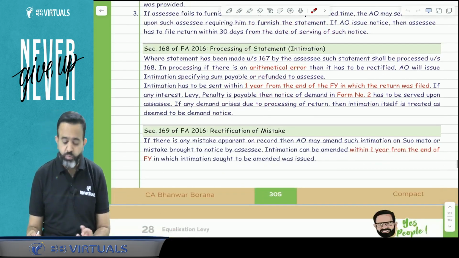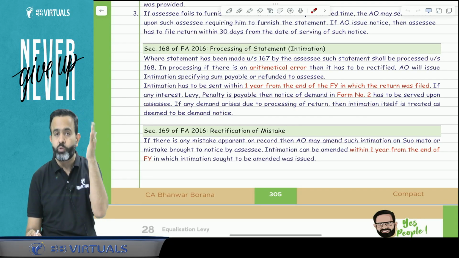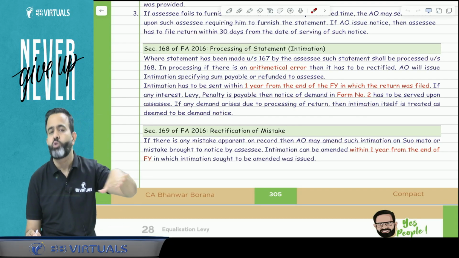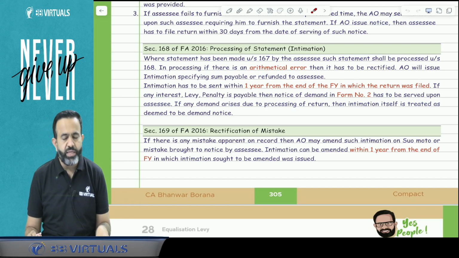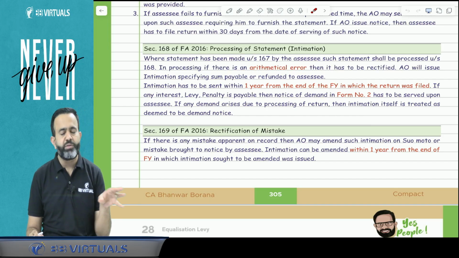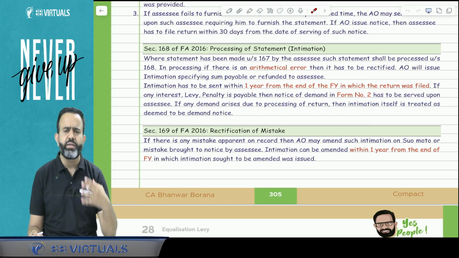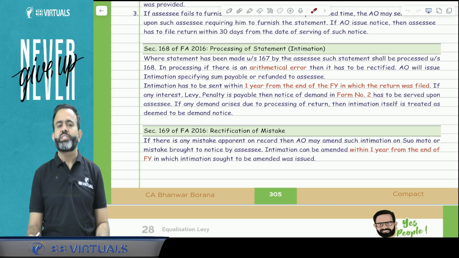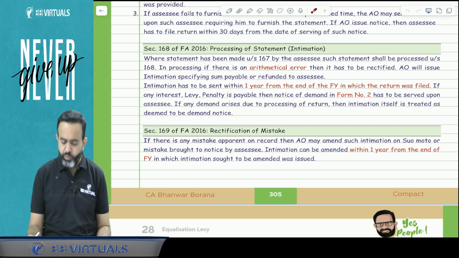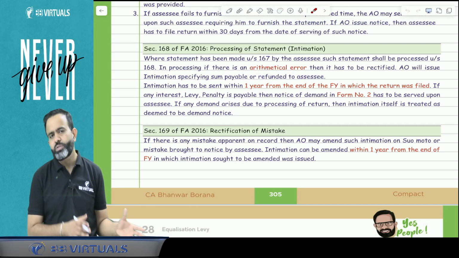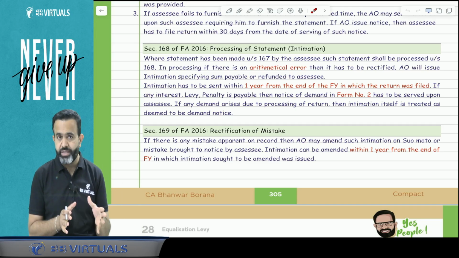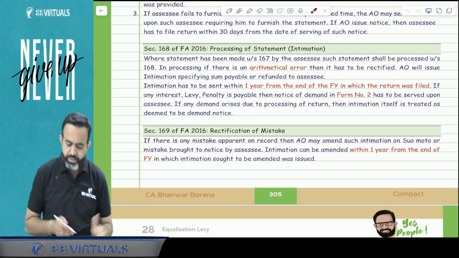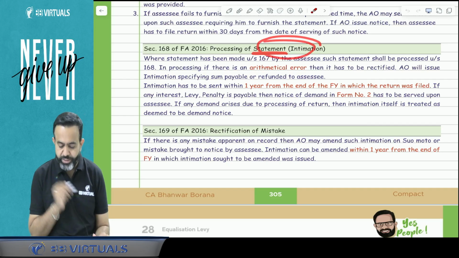Now guys, whatever return you have filed, that statement or return will be centrally processed, that is the processing of return. Now guys, in processing, if there is any arithmetic error, then it will be rectified, and after rectifying the arithmetic error, if there is any demand, then they will issue the demand notice, and if there is a refund, then refund will be issued. Now guys, this intimation has to be generated and sent to the assessee within 1 year from the end of the financial year in which the equalization levy return was filed in the form number 1. So suppose return is filed, then from the end of that year, within 1 year, you will receive that intimation of the equalization levy.